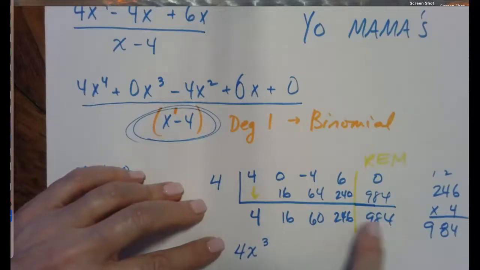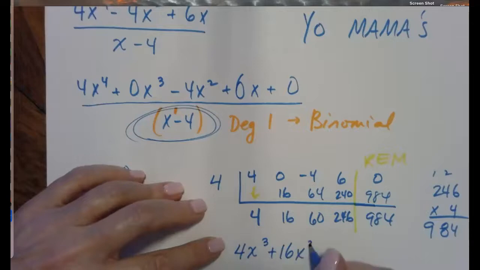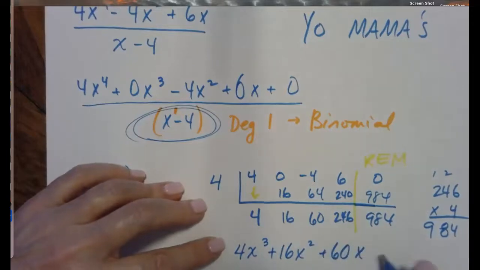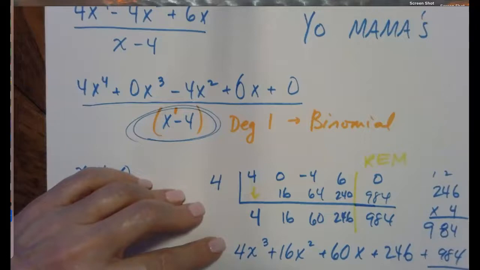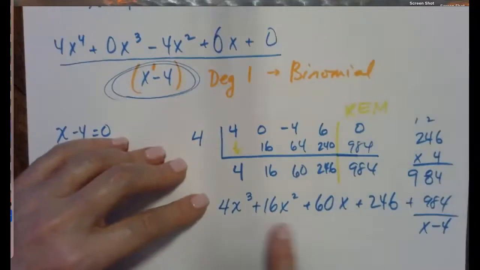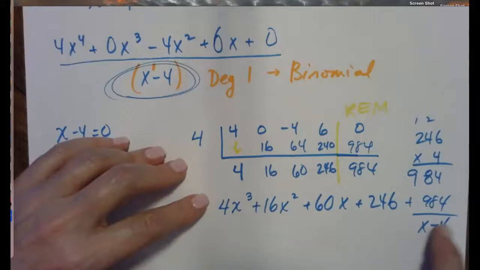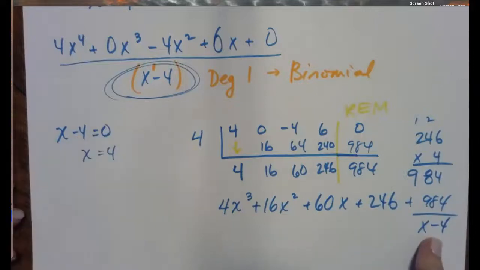Remember, remainder 0, 1, 2, 3. So 4x to the 3rd plus 16x squared plus 60x plus 246 plus 984 over x minus 4. So here's our quotient and here's our remainder over our divisor.